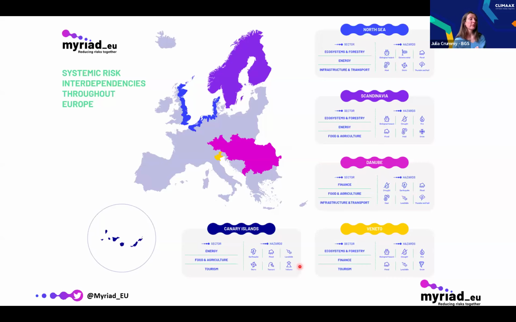So we have 5 case study regions. We call them our pilot regions. That example about heat wave and drought was from the Scandinavia region, but each one is focusing on a different set of hazards and a different set of economic sectors. The Canary Islands is quite an interesting one, really bringing in tourism as well, which brings another aspect. So they have quite different characteristics.